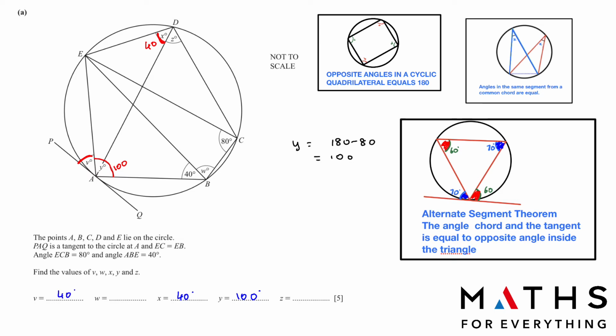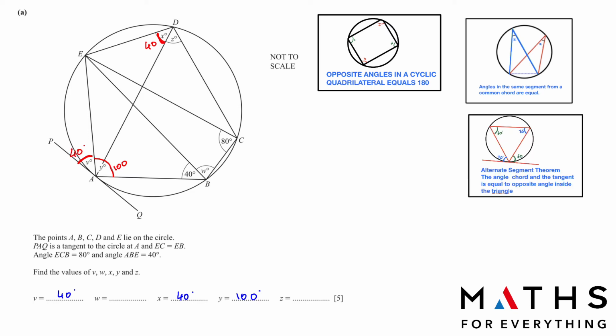Now remaining is W and Z. The other piece of information given to us was AC is equal to EB. So AC is equal to EB. If two lines are equal, that's an isosceles triangle. So if one angle is 80, the corresponding angle will also be 80. So we got W is 80.